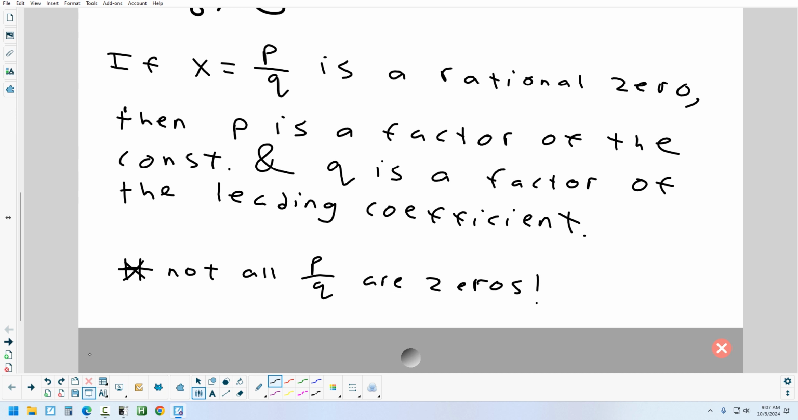You still have to check. It's possible that you generate the entire list and none of them work. And that would mean that the graph you're trying to work with doesn't cross the x-axis at any numbers that are fractions. It crosses at irrational numbers. So it's possible that this theorem doesn't give us a result.